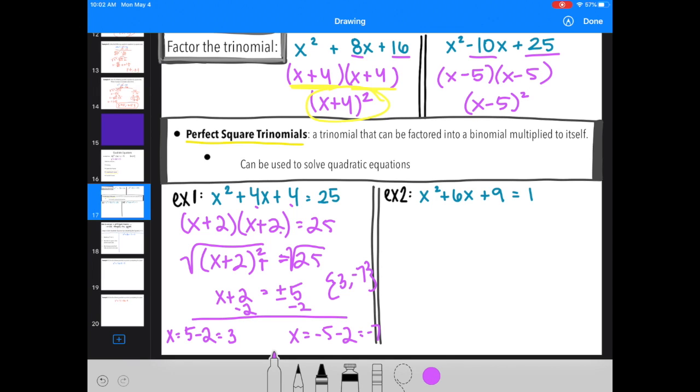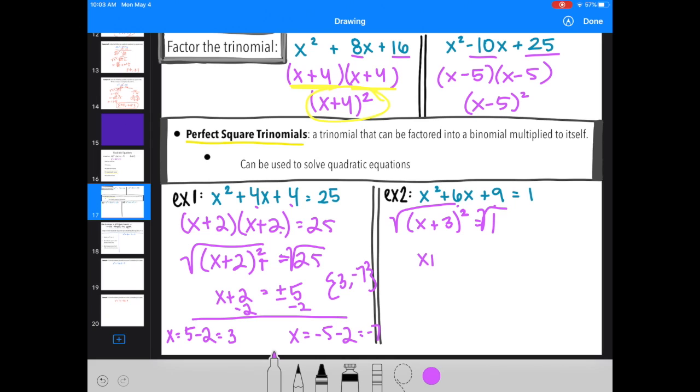All right, so let's do another example. I have x squared plus 6x plus 9. Is that a perfect square trinomial? It is, because 3 times 3 multiplies together to equal 9, but adds together to equal 6. So that simplifies down to x plus 3 squared is equal to 1.